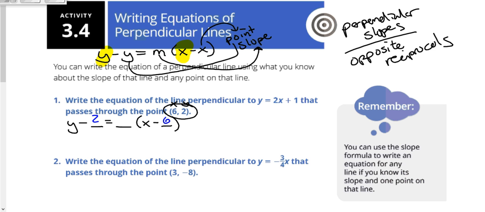Well, we're doing perpendicular. So it's perpendicular to this line right here. So we first have to figure out, which is in the form y equals mx plus b. So the number in front of the x is the slope. So that means 2 is my slope here. That's my original slope.